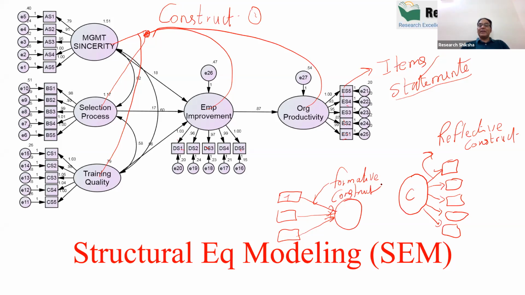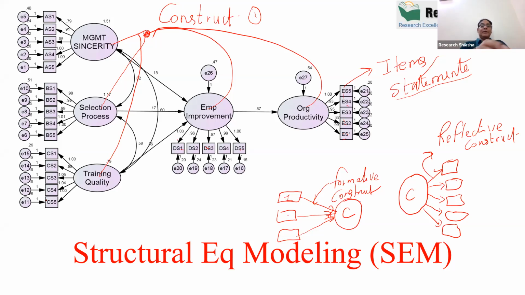So in this case, the items are having an impact on the construct, and here the construct is having an impact on the items. So there are two types of construct: formative construct and reflective construct. In this diagram, all the constructs are reflective in nature, so this is known as reflective structural equation modeling.